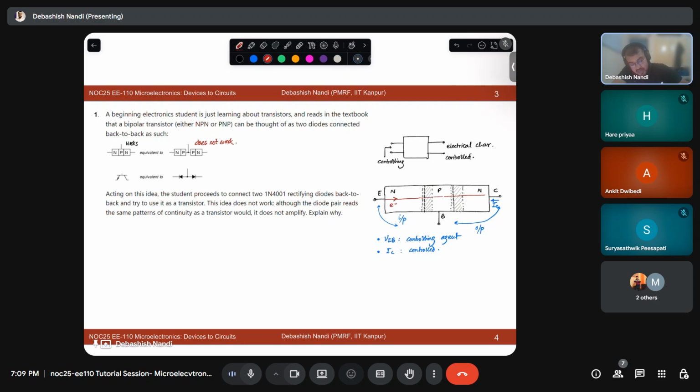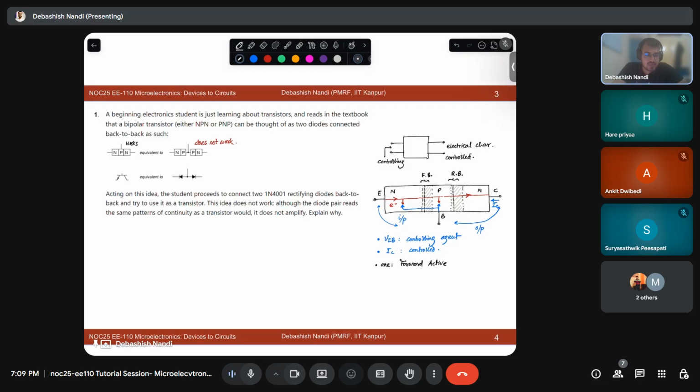This will come and eventually go to your collector. But in between, there are places where these electrons will go and recombine with the holes, right? So for a good amplifier, what do we need? One, we need to bias it in the forward active region that we have discussed. And what does that mean? This junction is forward biased and this junction is reverse biased, right?